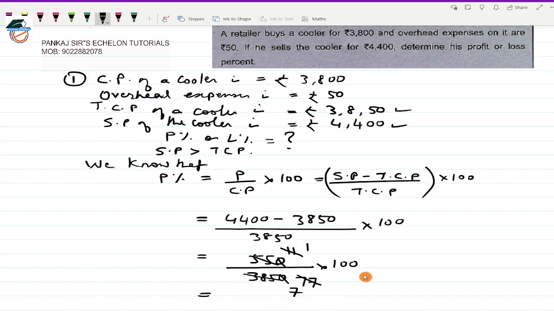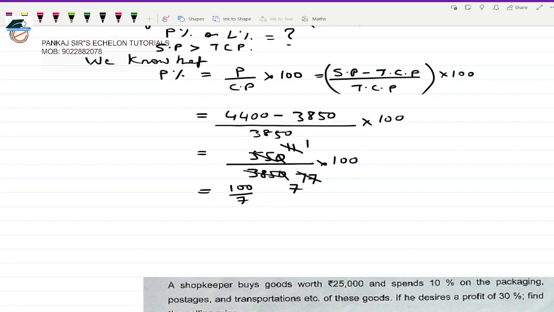So your answer works out to 100 upon 7, isn't it? Now 100 upon 7 is how much? That will be the answer for profit percentage. And 100 upon 7 is equal to, now let us work out 100 upon 7. I'll work out here, 100 divided by 7.